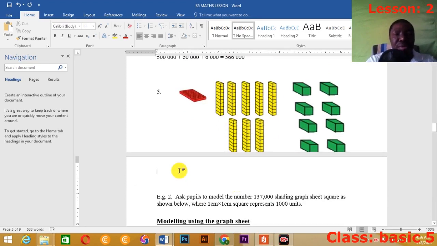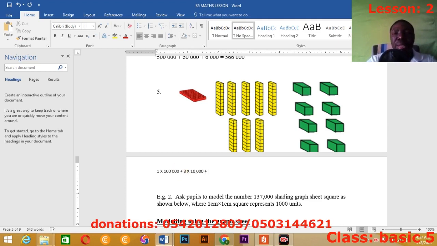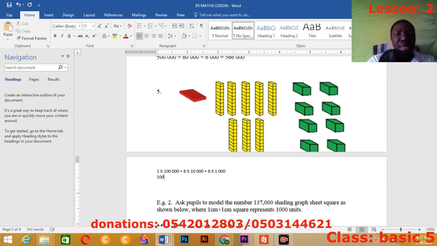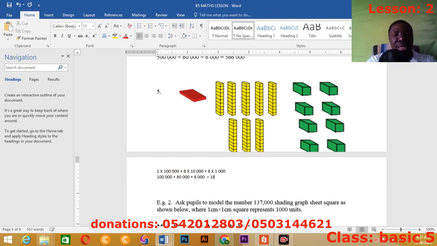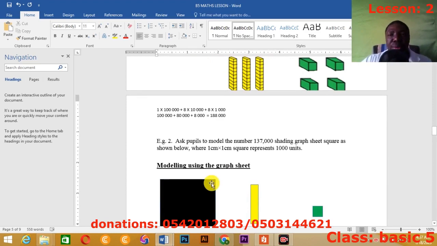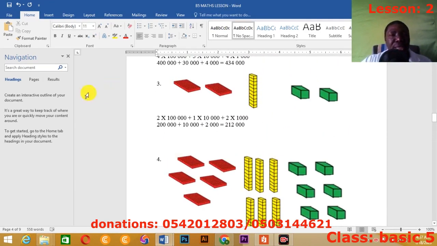So let's take the last one here. The last one here, we have one of the flat, which is what? 1 times 100,000 plus 1, 2, 3, 4, 5, 6, 7, 8. That's 8 times 10,000 plus 1, 2, 3, 4. That's another 8 times 1,000. So here we have 100,000 plus 80,000 plus 8,000. So what will be our final answer there? Final answer is 188,000. Simple as that. Very simple. So I'm sure you had it this time.